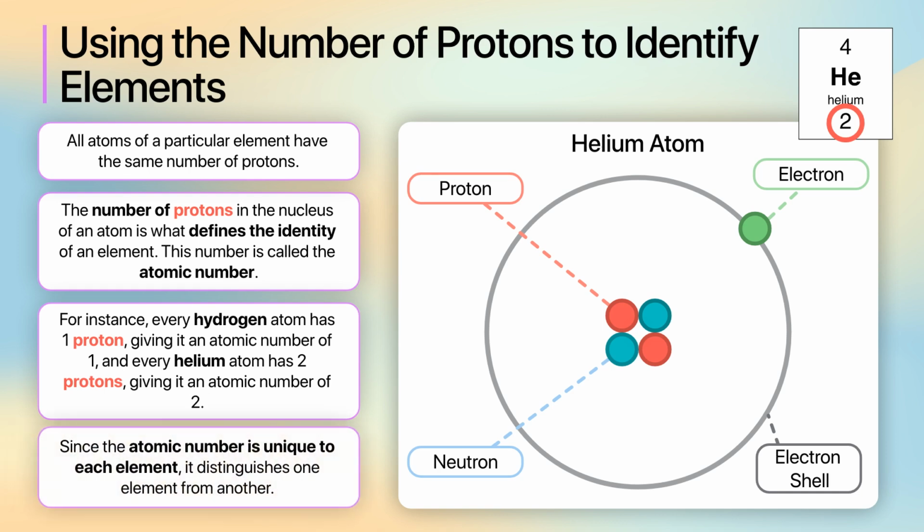Since the atomic number is unique to each element, it distinguishes one element from another. It's by knowing the atomic number that we can identify and differentiate between various elements on the periodic table.